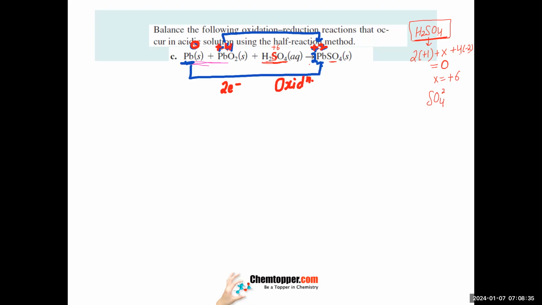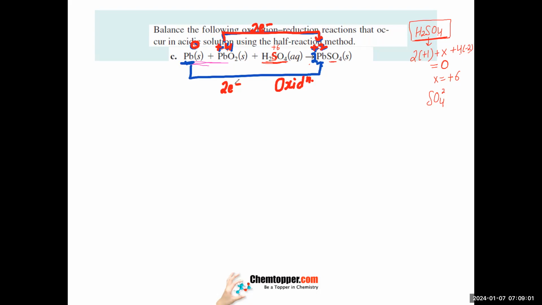+4 to +2 here. How many electrons? 2 electrons. Check. These 2 electrons lost and 2 electrons gained. I don't require any factor, right? My number of electrons transferred are equal. So I'm done up to rule number 4.